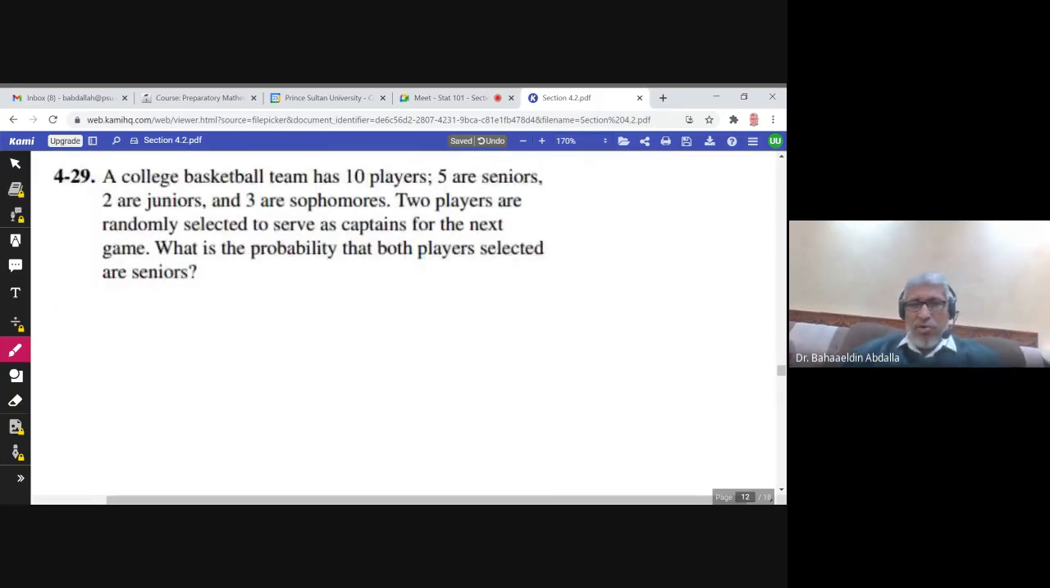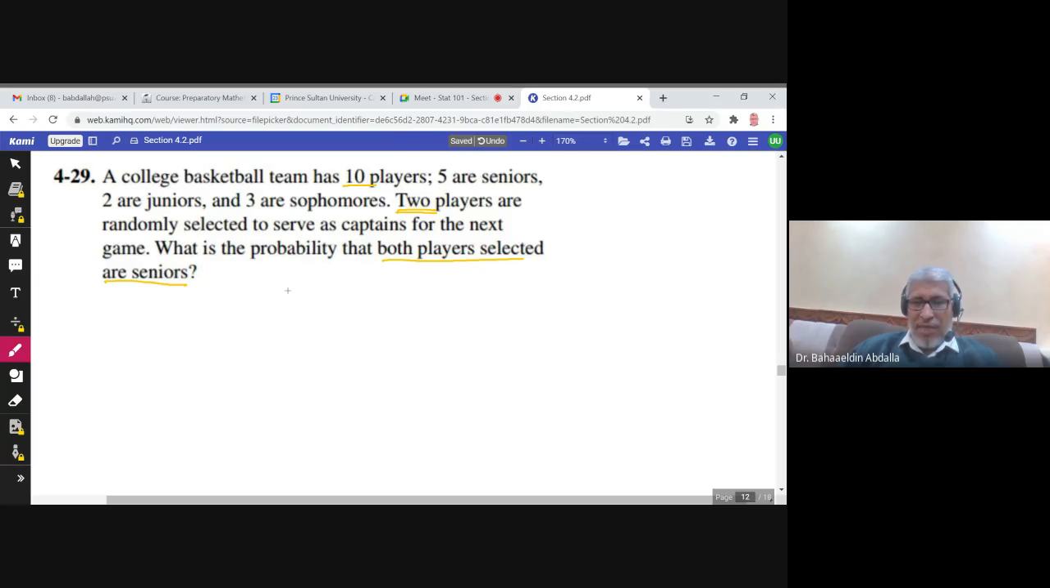A college basketball team has 10 players. 5 are seniors and 2 are juniors and 3 are sophomores. So those 10 are divided into 3 groups. 2 players are randomly selected to serve as captains for the next game. What is the probability that both players selected are seniors?